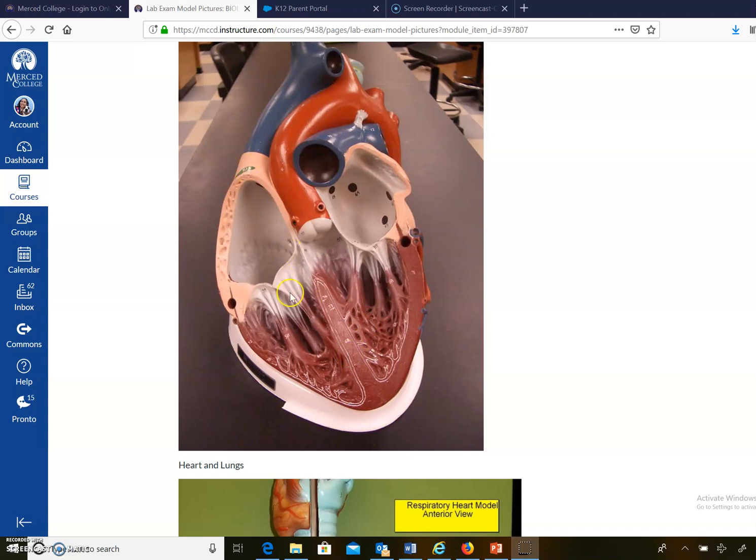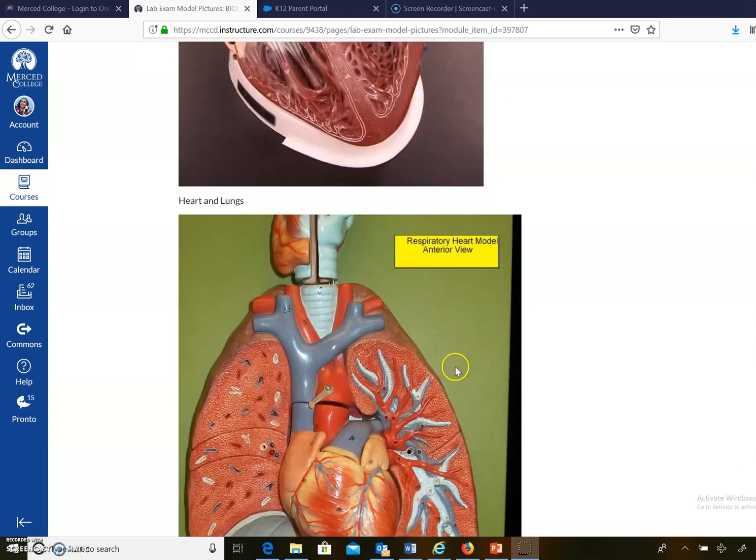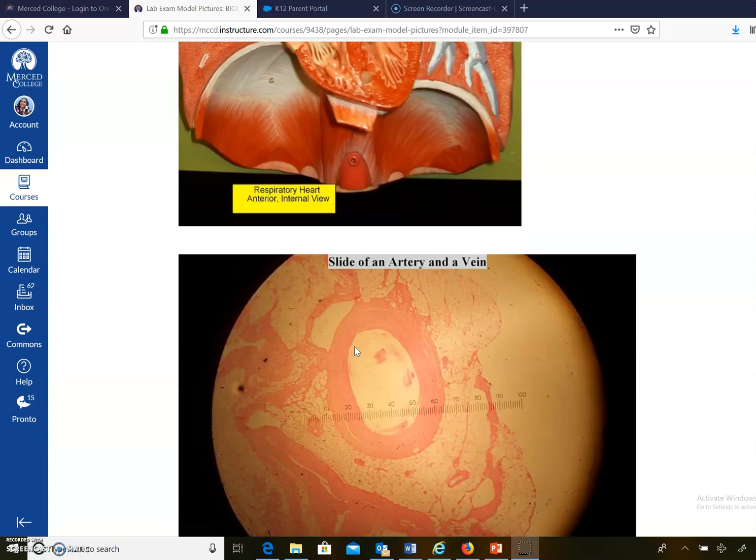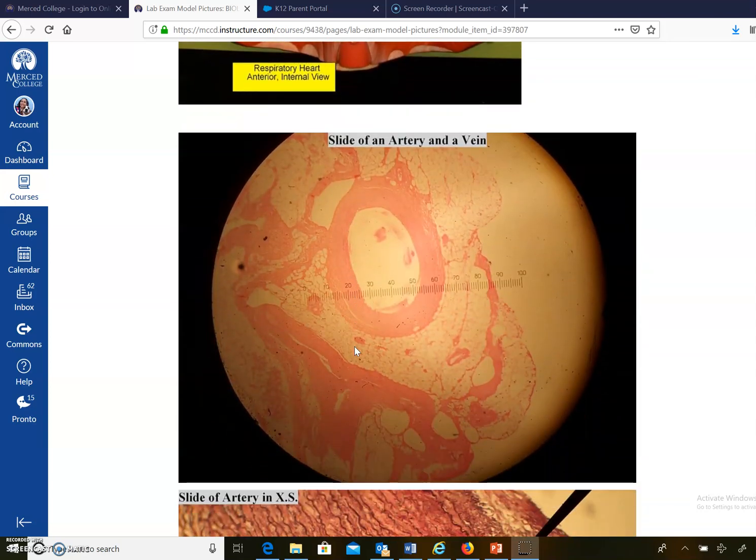Sinoatrial node, atrioventricular node, which you can't see here, but you can see the ventricular bundles or bundles of His going out into the Purkinje fibers associated with the myocardium. We talked a little bit about the heart and lungs here. Now let's talk about vasculature for a quick minute.